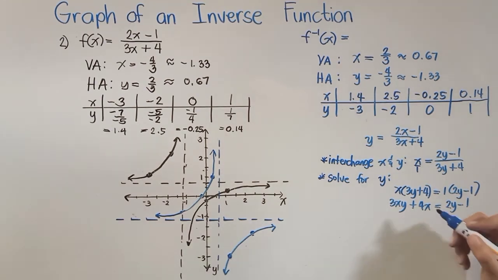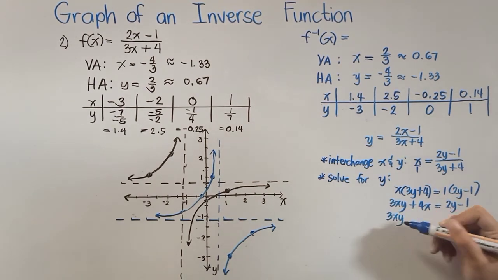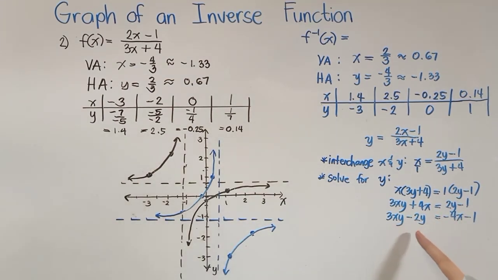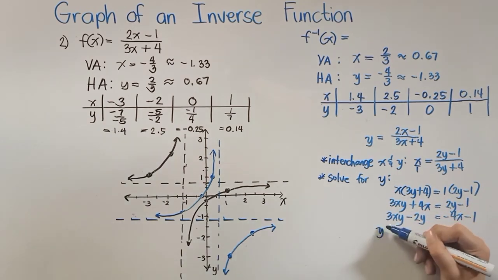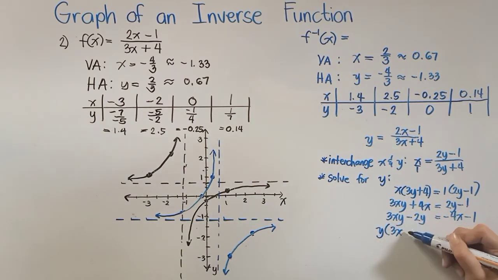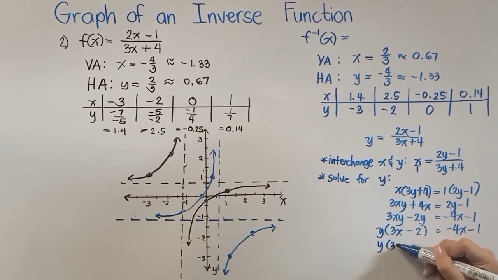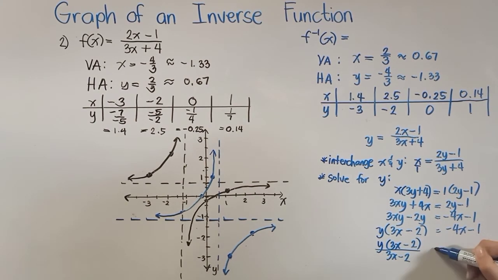Now we have to place all of the terms with the variable y on the left side. So from positive, it will become negative 2y equals, from positive, it will become negative 4x minus 1. Since y is common here, we will factor it out. So what's left is 3x minus 2. And then we will simply copy whatever is on the right side. Now to get the value of y here, we have to divide both sides by the entire quantity, 3x minus 2.